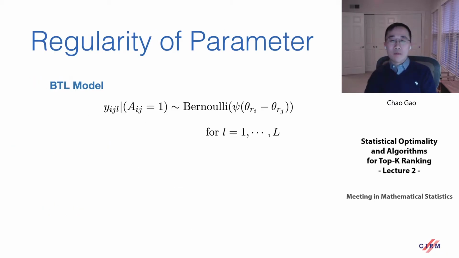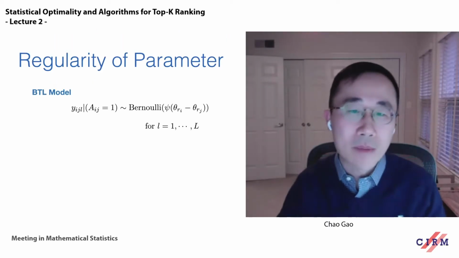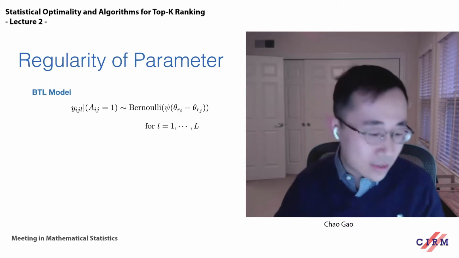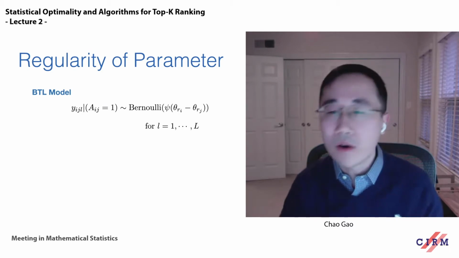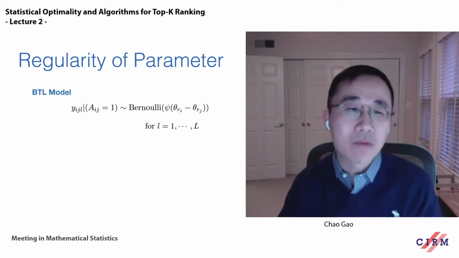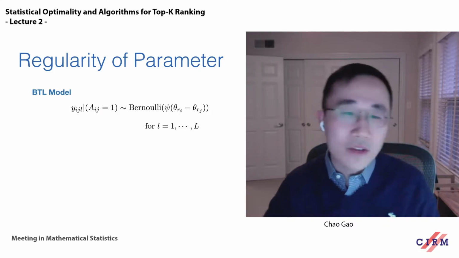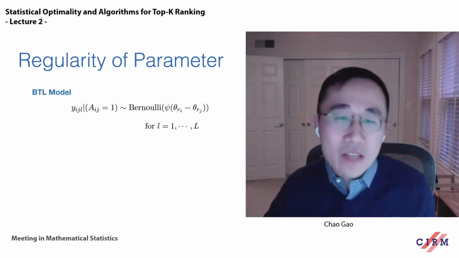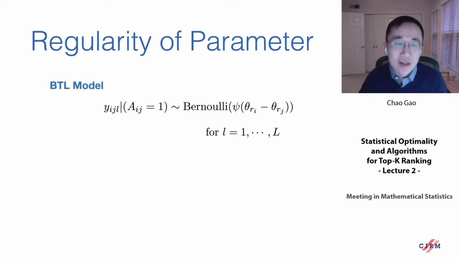So, before stating the results, I would also like to talk about the regularity assumption for the skill parameter. Remember that when we talked about the problem of top K ranking on Tuesday, our goal was to estimate the set of the top K players. So we assumed a condition that there is a difference between the skill of the K-th player and the skill of the (K plus one)-th player, right? So there is some parameter called delta that lower bounds theta K minus theta K plus one. This is to make sure that the top K set is identifiable.